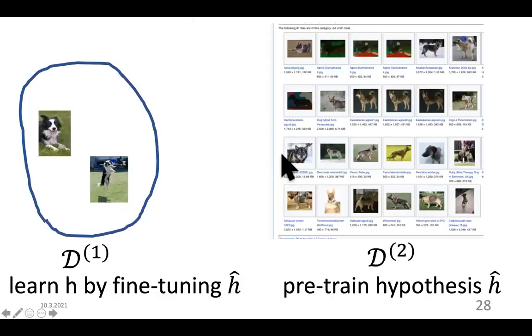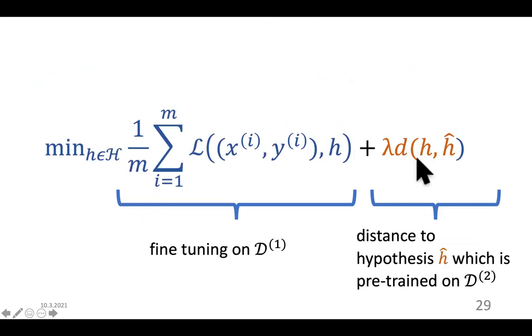So here again, I use a pre-trained hypothesis on a large database of dog images, and then I start from this pre-trained hypothesis. I only fine-tune it a bit. I change the weights of this model only a bit on my small data set for border collies. And this is an example of regularization, where the regularization term measures the distance of my new hypothesis from the pre-trained hypothesis. So I want to keep this distance small. I want the new hypothesis to be close to the original hypothesis. I just want to fine-tune it a bit.